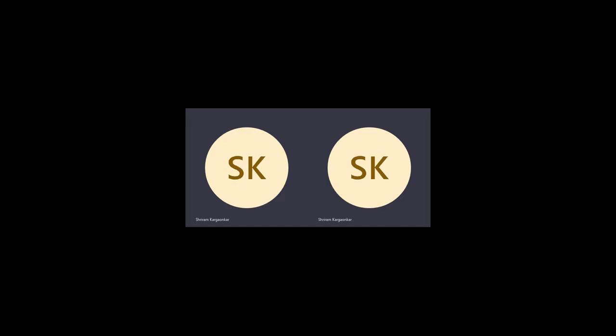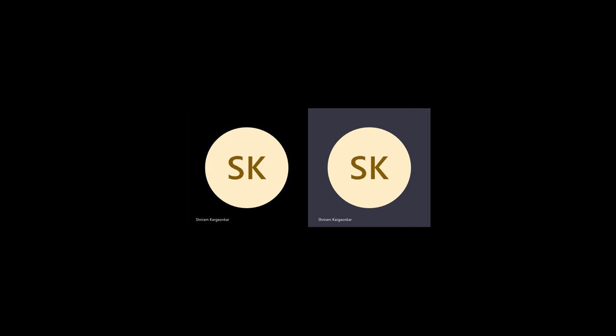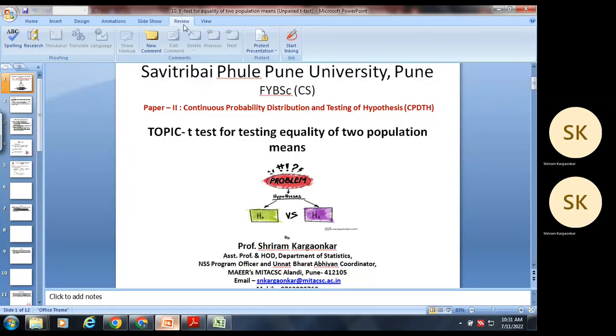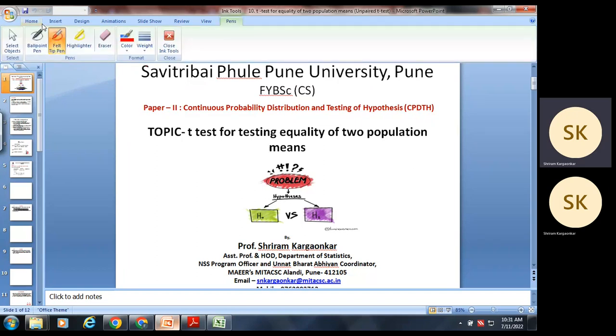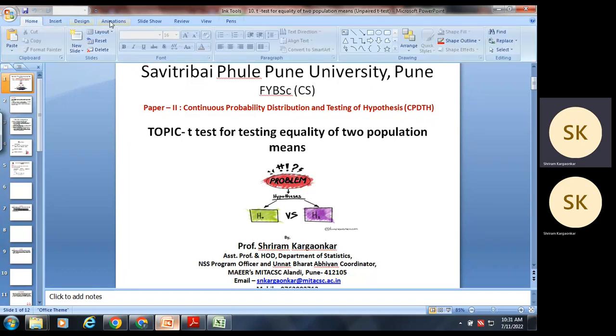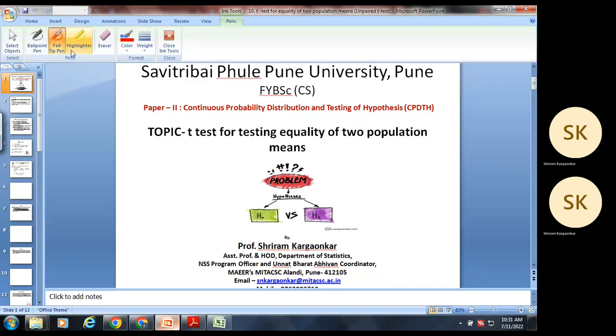Quality of two population units. In the last topic, we have seen the t-test for a single population. Now this is similar to the large sample test number 2, but the only difference there was a sample size of more than 30.